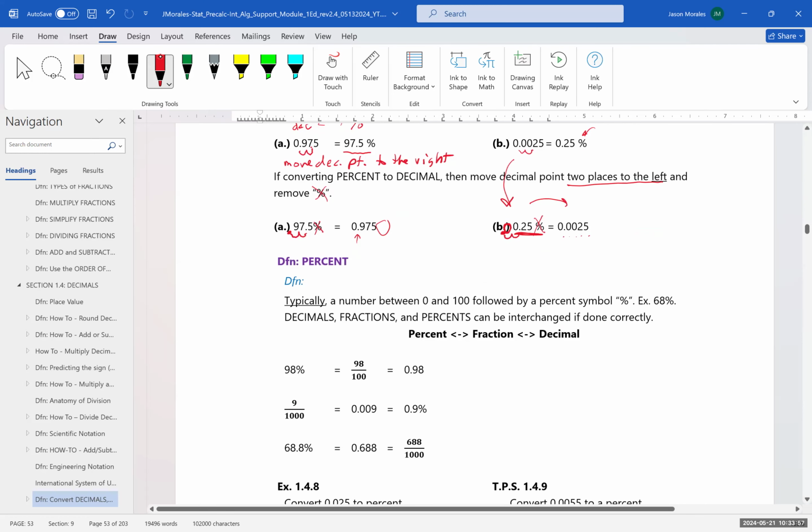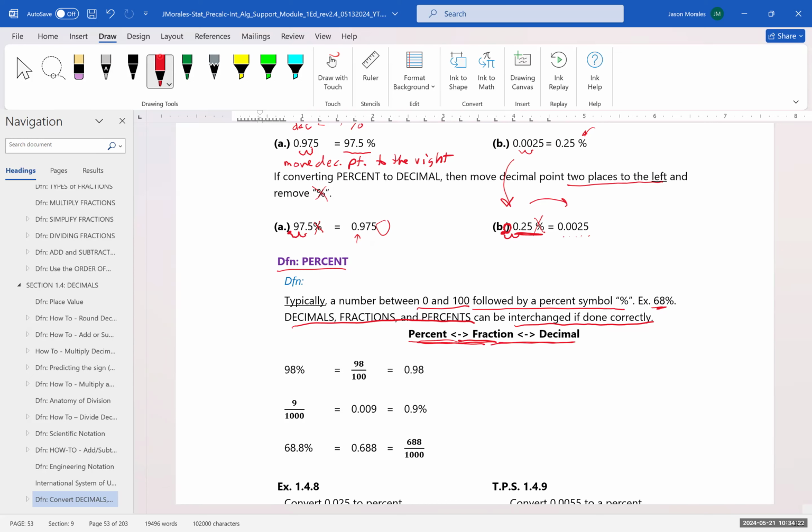All right, next, we're going to look at percentages. Typically a number between 0 and 100 followed by a percent symbol is a percentage, like 68%. Decimals, fractions, and percents can be interchanged if done correctly. We can exchange between percents and fractions, back and forth, and between fractions and decimals, back and forth. We just looked at changing percents directly to decimals, so certainly you can do that. These are all interchangeable depending on the circumstances you're in.